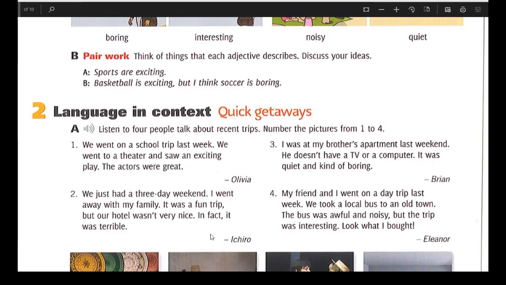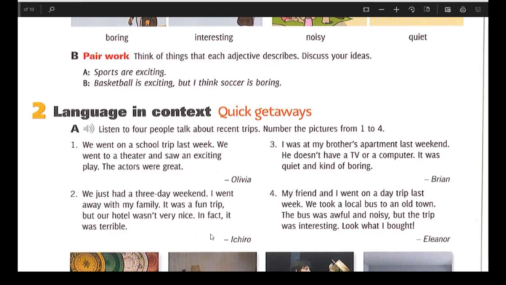Okay, let us try to read and study some difficult words together. Quick getaway. Listen to 4 people talk about recent trips. Number the pictures from 1 to 4. When we say the word recent, it means new, recent. Recent trip, a recent journey.